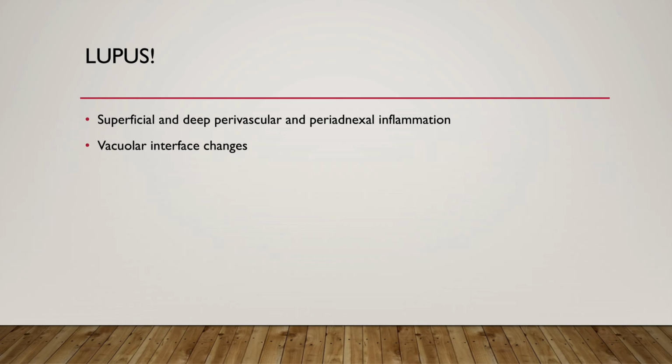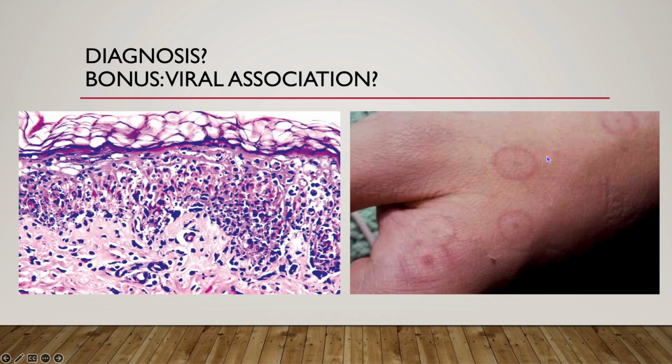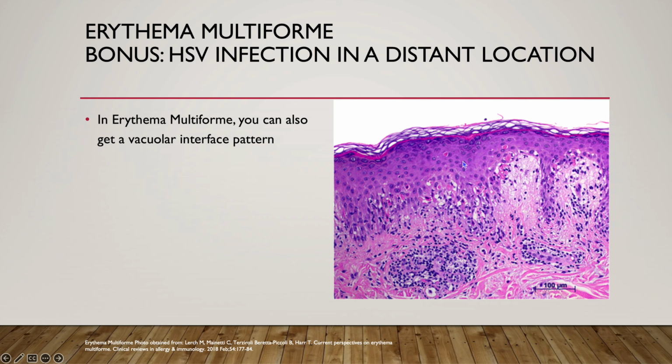How about this? So here we have a targetoid lesion. There's central dusky area surrounded by lighter edematous regions with peripheral erythematous margin. Histologically, we see this normal stratum corneum, but quote unquote death and squalor underneath with necrosis and inflammatory infiltrates here with a paucity of neutrophils. What's the diagnosis and what's the viral association? Yes, this is erythema multiforme. And erythema multiforme is associated with HSV infection in a distant location.